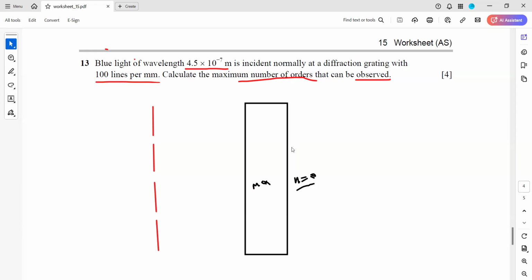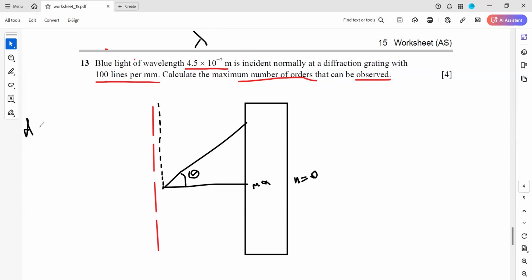Then from the central maxima, the angle from the central maxima to the fringes, we call theta. So what could be the maximum value of theta? The maximum value of theta could be 90. That's a theoretical value, but the maximum could be 90, so we just need that value. We have the lambda here and we can find d.